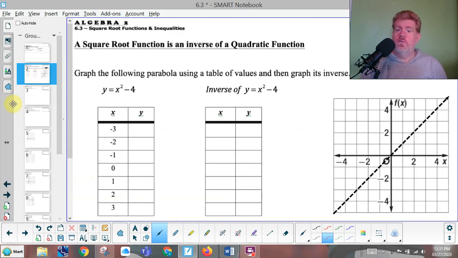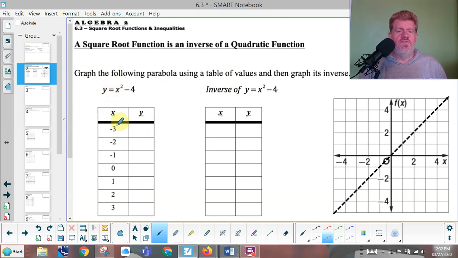Let's start with an example. Here is a parabola, x squared minus 4. You can probably graph it really fast without me saying anything about it, but I wanted to give it a little table so we can get some specific values. I also want to graph its inverse.